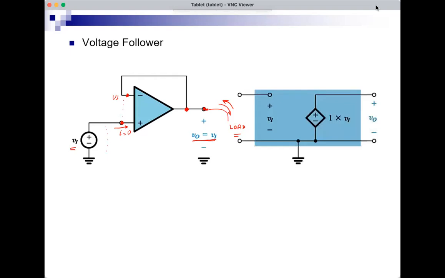And this is the model, just an ideal voltage source controlled by the input and exactly equal to the input. So infinite input resistance, zero output resistance, and gain exactly equal to 1.